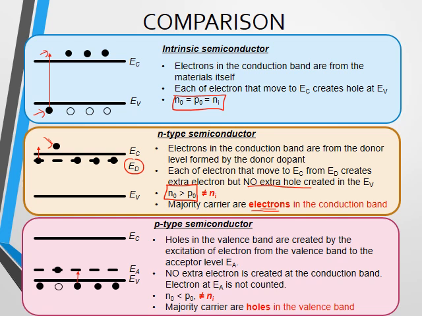Finally, for p-type semiconductor, holes in the valence band are created by the excitation of electrons from the valence band to the acceptor level, Ea. In this case, no extra electron is created at the conduction band. Electrons at Ea are not counted as carriers. Thus, n node is smaller than p node, also not equal to Ni. In p-type semiconductor, the majority carriers are holes in the valence band.